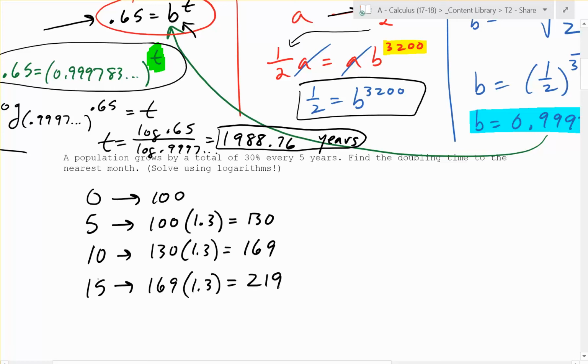So if you had to make a guess here, take a look. If we started with a population of 100 and after 15 years we got to a population of 219, our guess should be less than 15 but greater than 10.